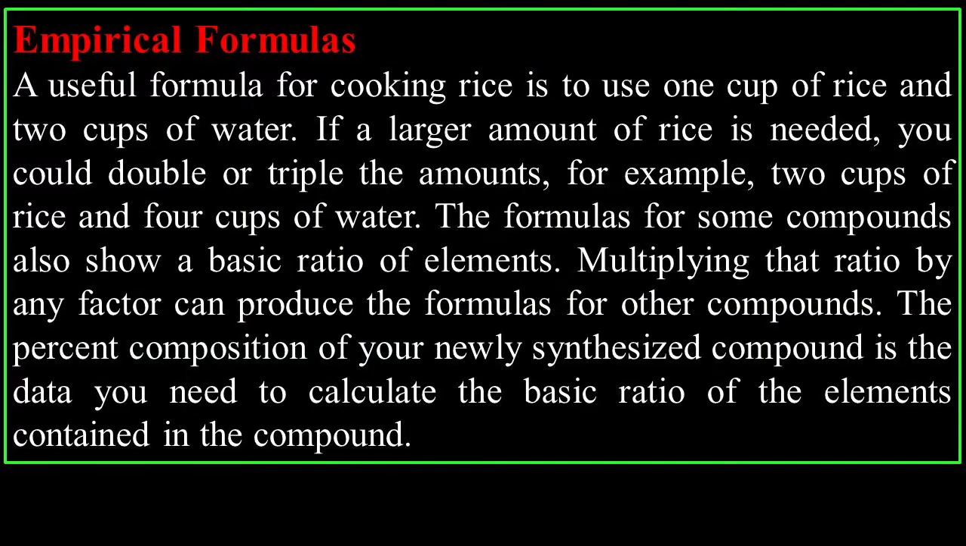A useful formula for cooking rice is to use 1 cup of rice and 2 cups of water. If a large amount of rice is needed, you could double or triple the amounts, for example, 2 cups of rice and 4 cups of water. The formulas for some compounds also show a basic ratio of elements. Multiplying that ratio by any factor can produce the formulas for other compounds. The percent composition of your newly synthesized compound is the data you need to calculate the basic ratio of the elements contained in the compound.